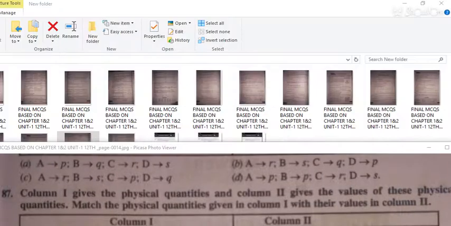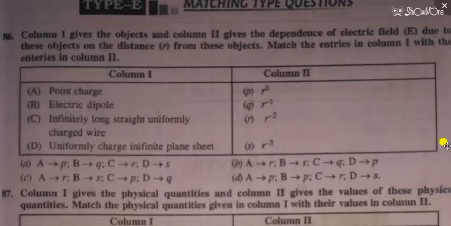Good evening, students. In this class, I will discuss some of the questions that are related to electric field, and if you know about the concepts earlier, only then this video will be useful to you. Starting from this concept, the question number 1 is match the column.